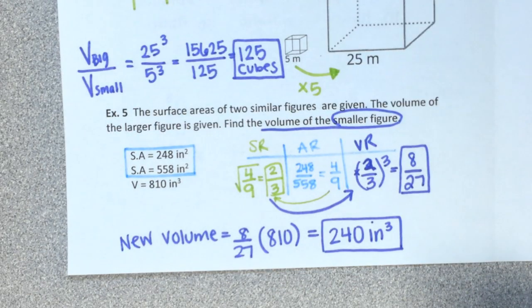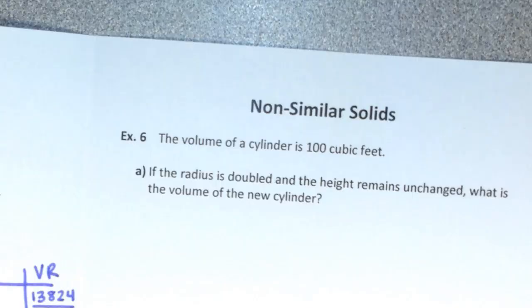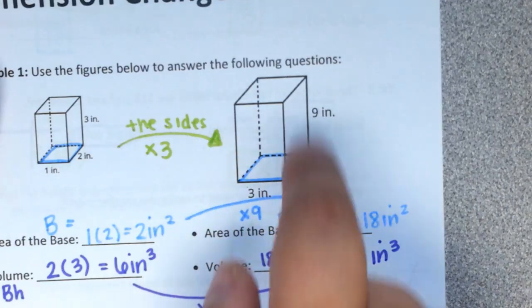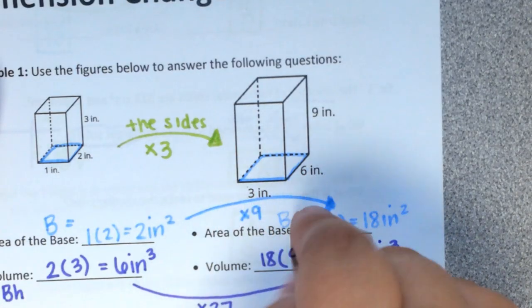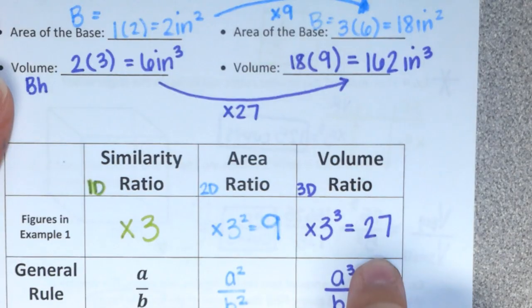All right, this next part is different. Why? Because they're not similar. Y'all see how it says non-similar up top? And because they're non-similar, do y'all agree up front, I told you we changed all 3 sides. All 3 dimensions were multiplied by 3. That's why we're in the 3rd dimension column.